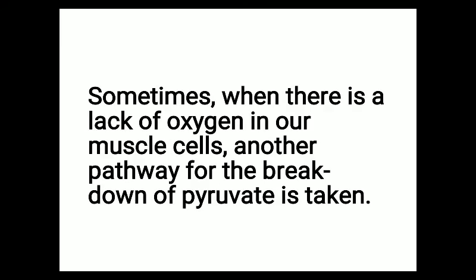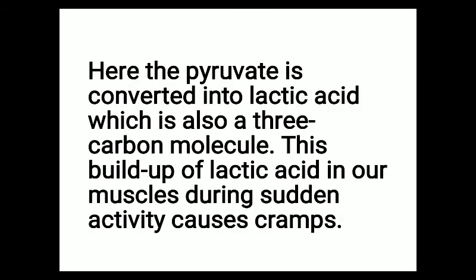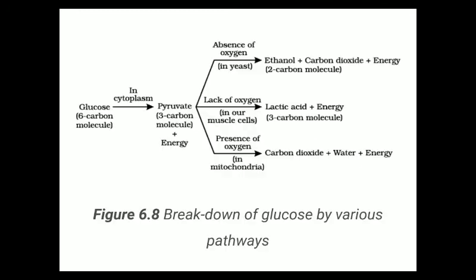Sometimes when there is a lack of oxygen in our muscle cells, another pathway for the breakdown of pyruvate is taken. Here the pyruvate is converted into lactic acid, which is also a 3 carbon compound. This buildup of lactic acid in our muscles during sudden activity causes cramps. So in this diagram you can see there is one more pathway by which glucose can be broken down, and this pathway takes place in our muscles.